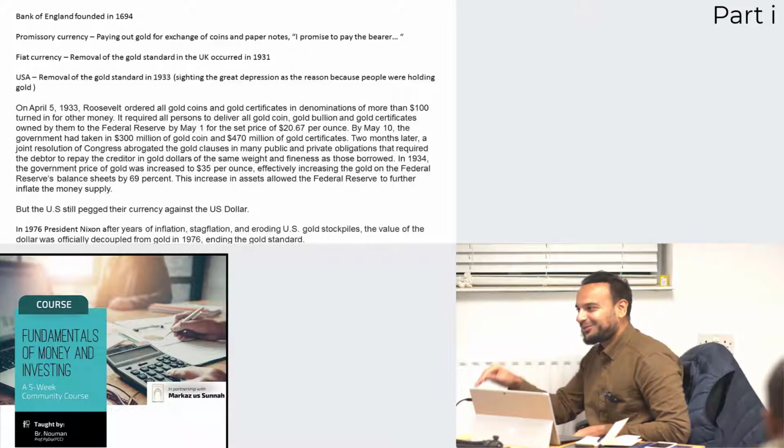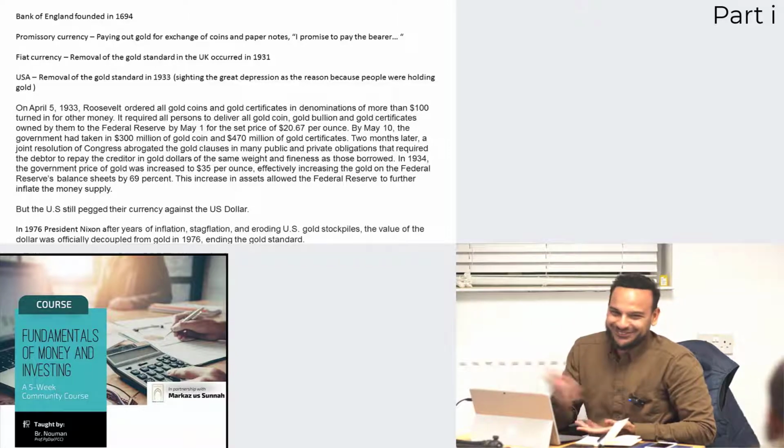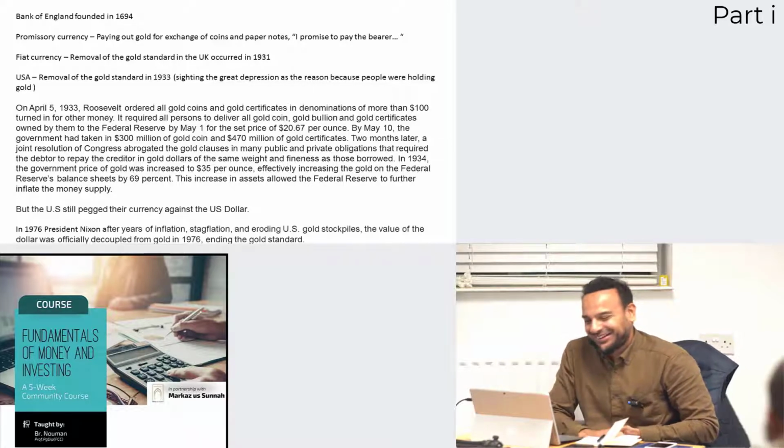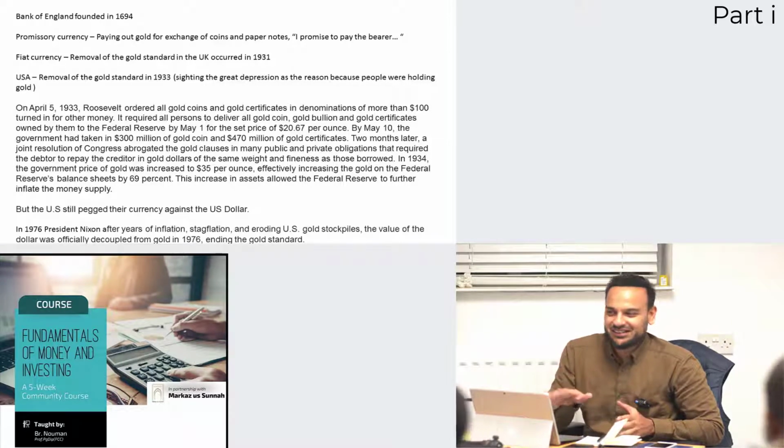But if you go to the Bank of England today and say, "Give me the equivalent in gold or silver," they won't give you anything. They'll be like, "What are you talking about?" They'll just tell you to go back. So they removed that in 1931.